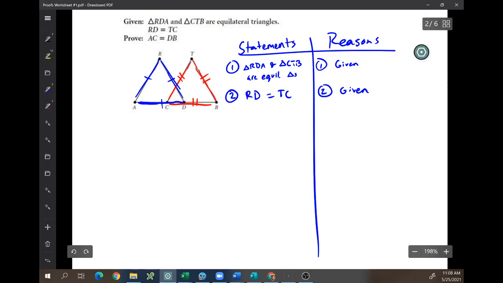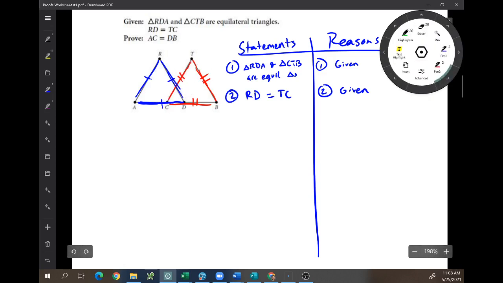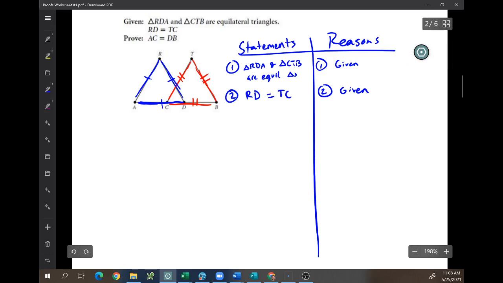It didn't tell me that they were equal to each other. But what it did give me now is that RD is congruent to TC. So if I do know that TC and RD are congruent, now by the transitive property, I do know that they're all the same. So from there, I'm trying to get AC and DB.